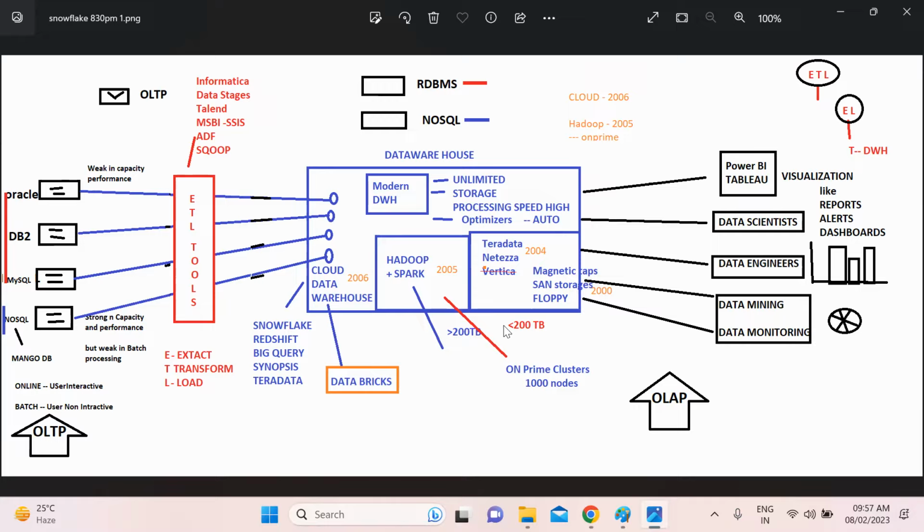Informatica, Talend, SSIS, these are all on-prem only.